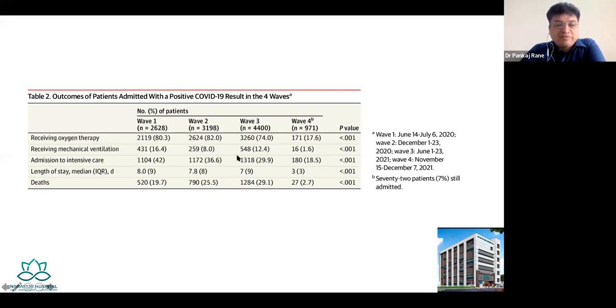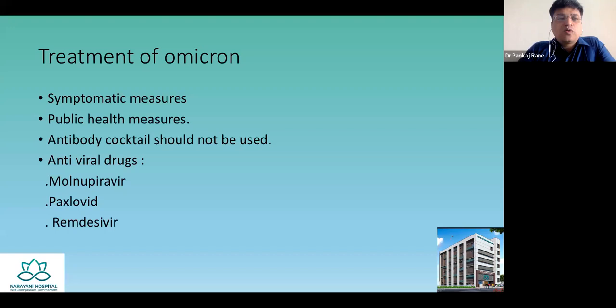Mechanical ventilation, which was 15%, now only 1.6% of people required, and admission to ICU was only 18%. So length of stay was short, 3 days. Death percentage was 2.7%. So this is how Omicron is different from the other 4 waves.